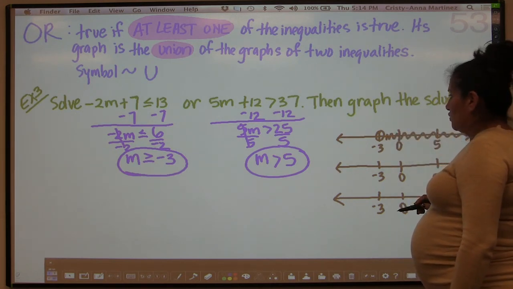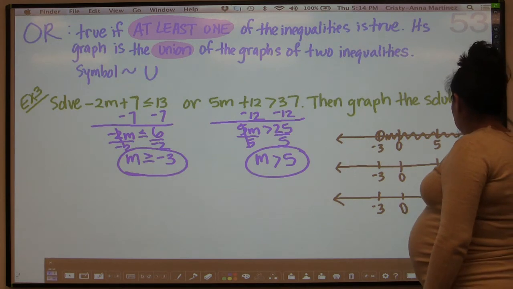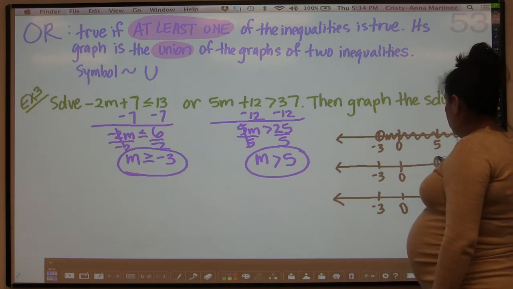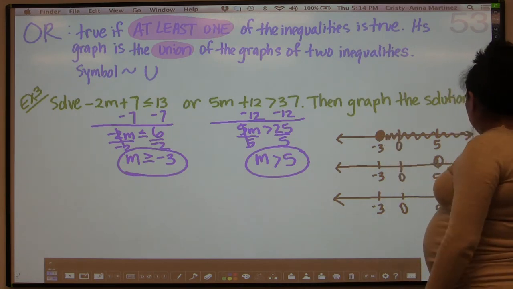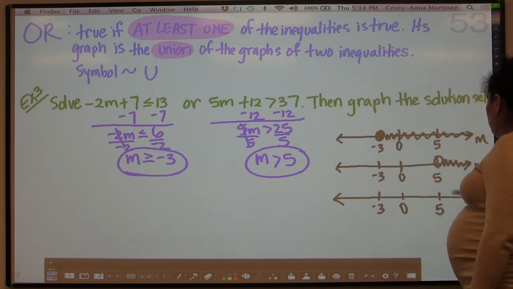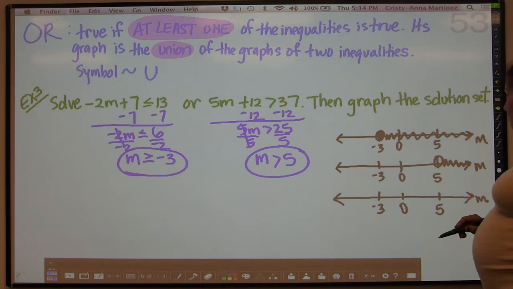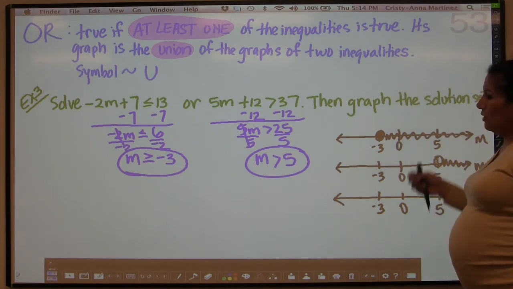And then we have m is greater than 5. So here's greater than 5. And that wasn't equal to, so I should have done that. And then greater than 5 is here. And so now we want to put these together, so the union, okay?